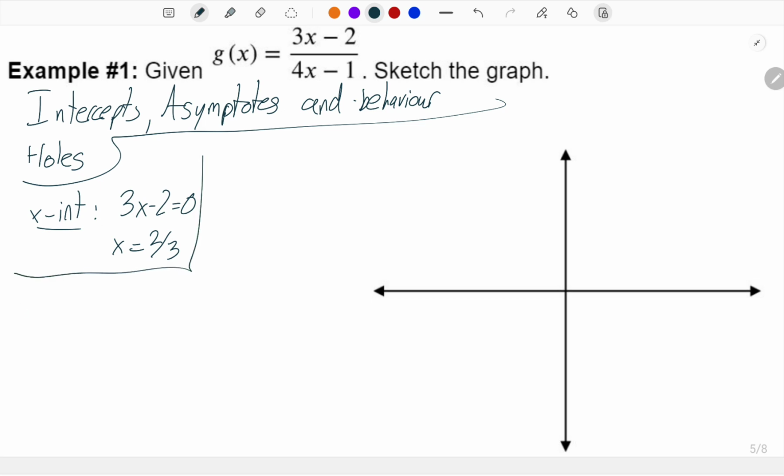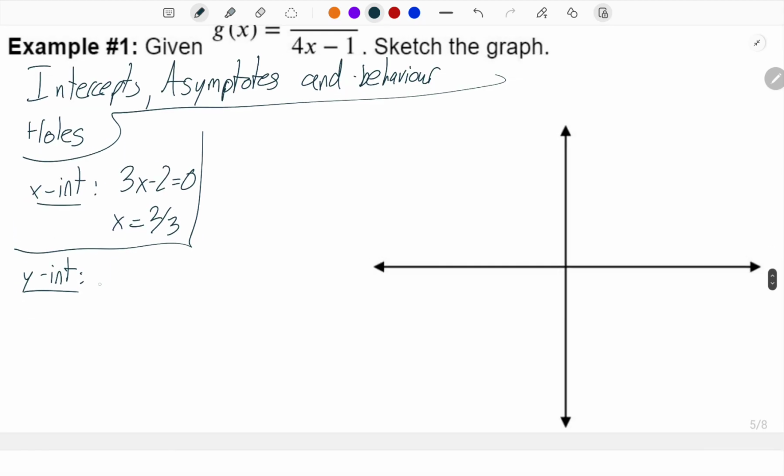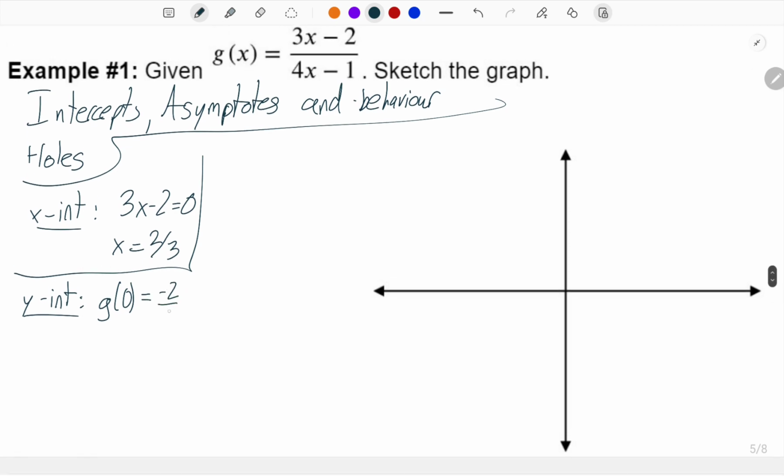Our y-intercept, let's take a look at that. If we take a look at the y-intercept, that's just plugging in 0, so it's just going to be g of 0, which is negative 2 over negative 1, which is just 2. So y is equal to 2. Okay, we've got our intercepts. Let's take a look at the asymptotes.